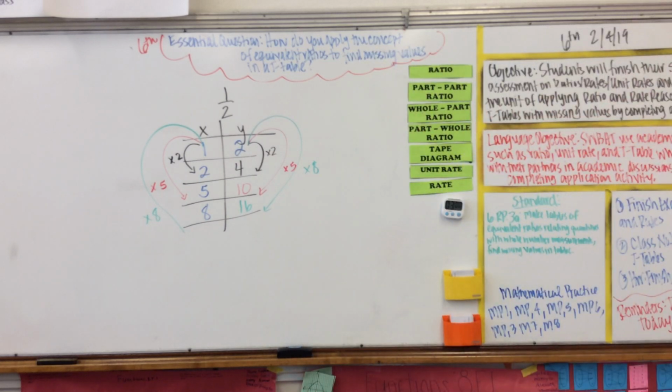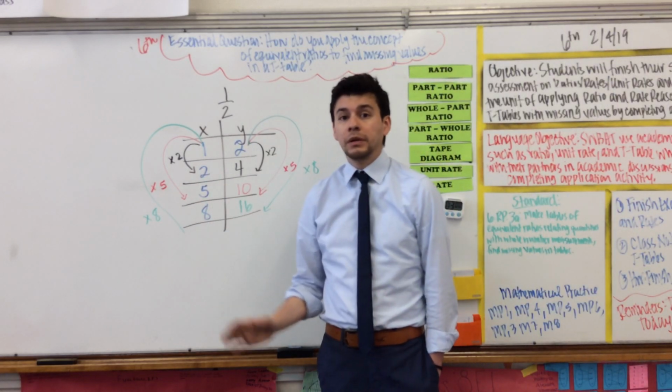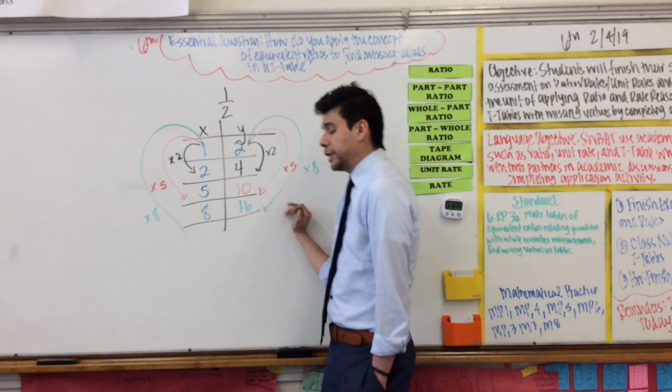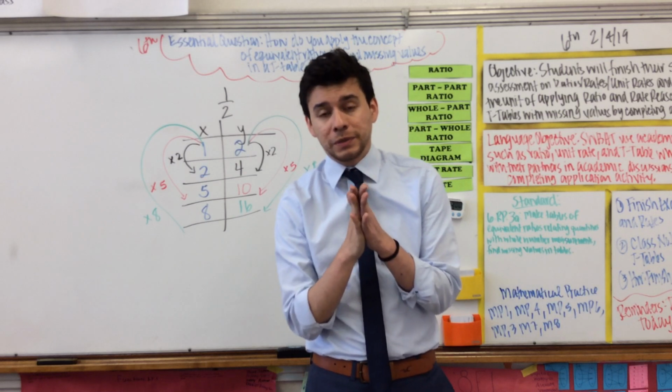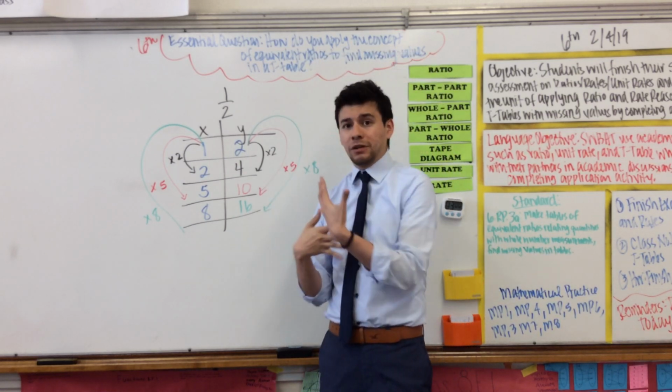So I just used the concept of equivalent ratios in order for me to fill out this t-table. This is probably the easiest way to fill out the t-table. You could only use this method if you have equivalent ratios. If you don't have equivalent ratios, you're going to have to figure out something else.